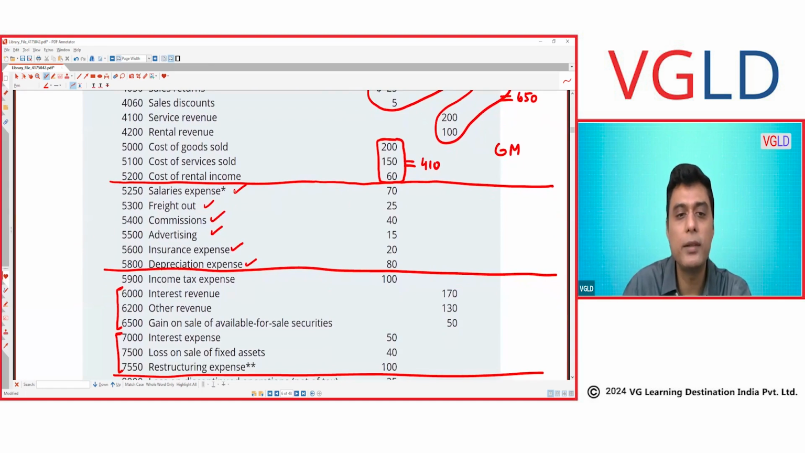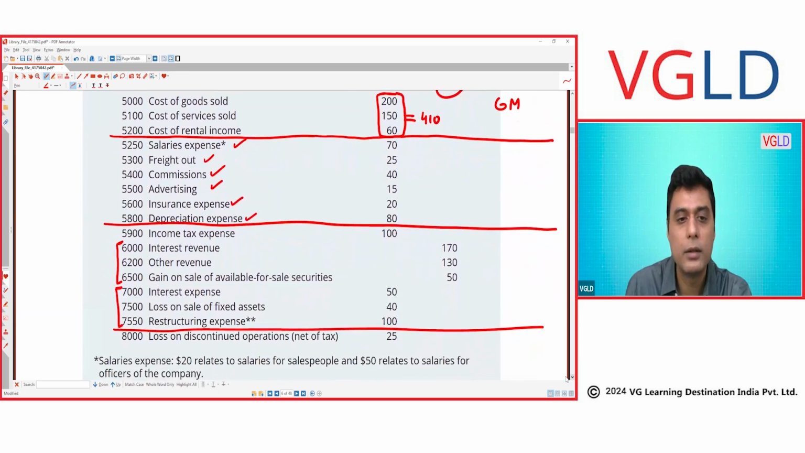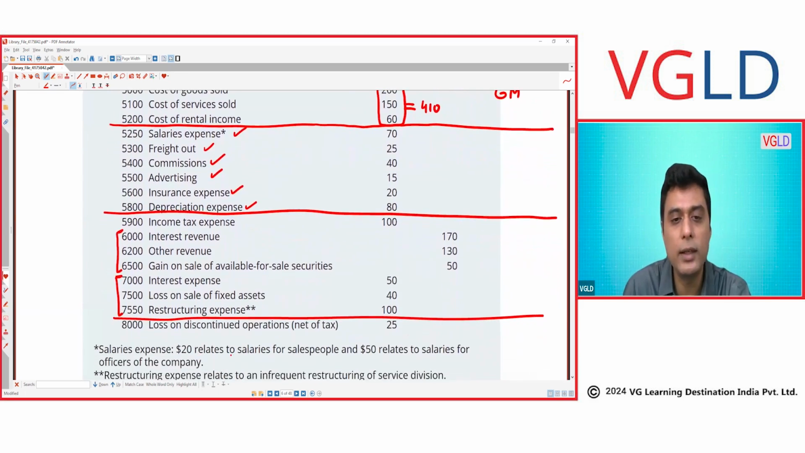So salary expense, there is an asterisk here. Salary expense $20 relates to salaries for salespeople, and 50 relates to salary for officers of the company. So that means out of this 70, 20 is selling expense because it is salary of salespeople, and 50 is general and administrative expense because that is for the office people.